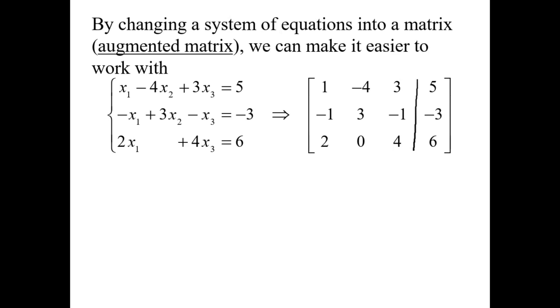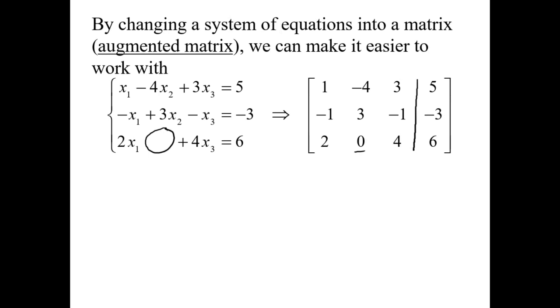Notice at the top row, the 1, negative 4, 3, those are the coefficients for x1, x2, and x3. So we're taking the coefficients for the three variables and putting them in the top row of the matrix. And then the stuff on the right side is that 5. Notice that that vertical line that I drew is sort of like where the equal sign would go. So the 5, negative 3, 6, those are the numbers on the right side of the equal sign. In each row, I'm writing the coefficients for x1, x2, x3. Notice on the bottom row, there is no x2. So for that coefficient, I'm putting a 0.